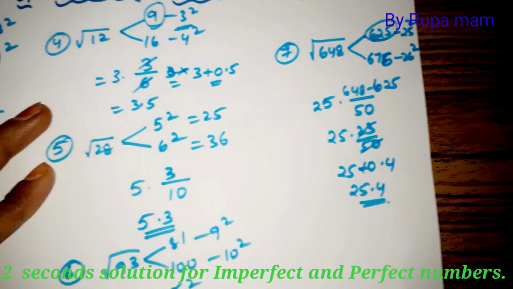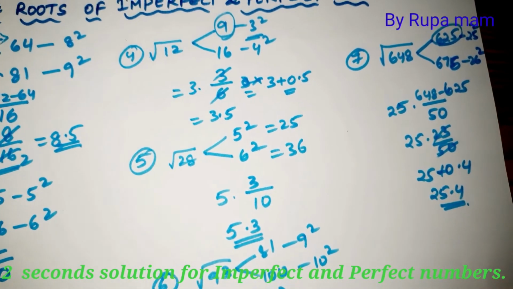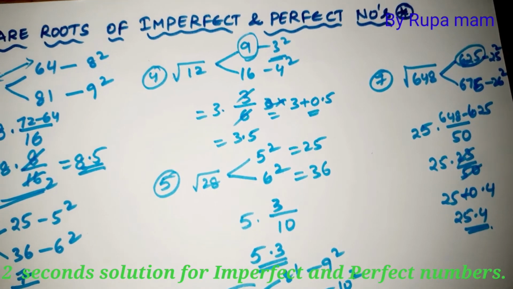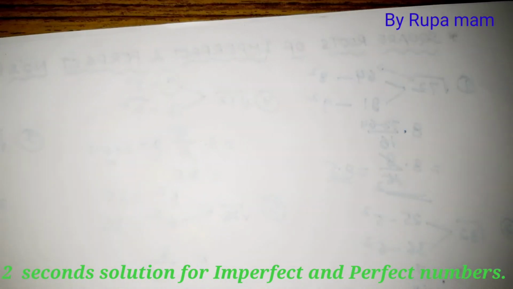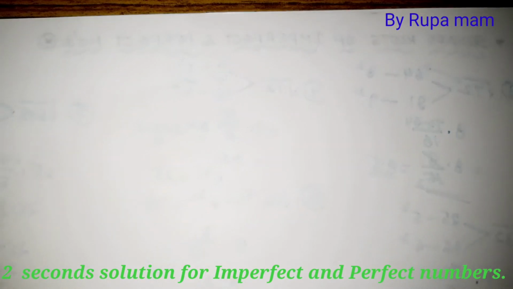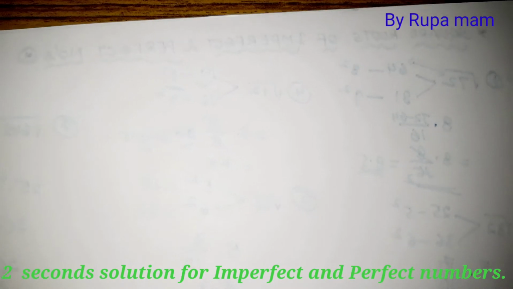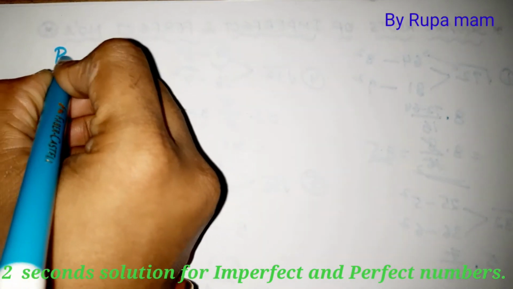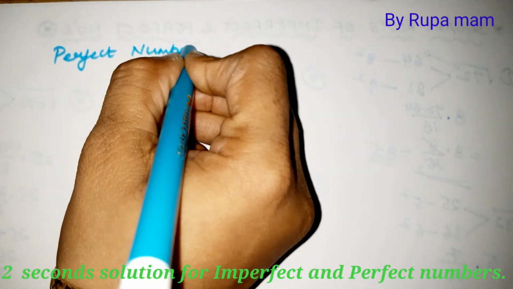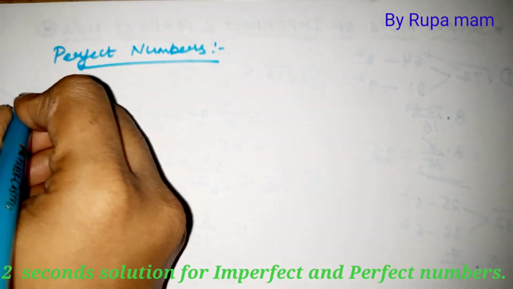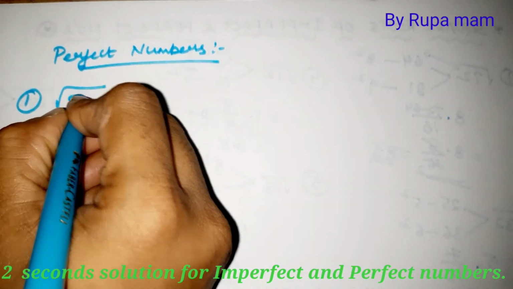Okay, these are some examples of the imperfect numbers. If you observe the how to do perfect number sums and how to do examples of perfect number sums easily in our exam, I am explaining you about perfect numbers. One example is I am taking root over 5329.